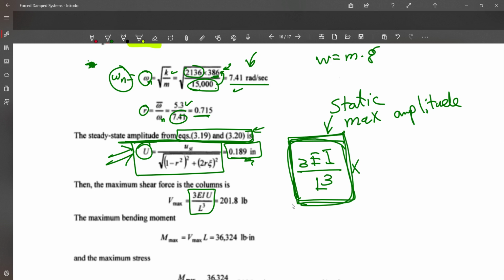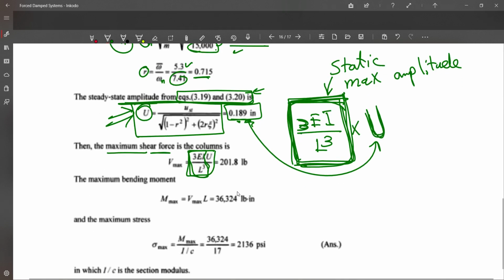For unit displacement, our system is going to require 3EI over L to the power 3. But for 0.189 of the unit, this means that we need to multiply by U here, which is 0.189. You understand? Because this is the definition of the maximum shear, it is the shear stiffness. Here this is per unit, but the dynamic effect makes us work with 0.189 inch, so we need to multiply by it.